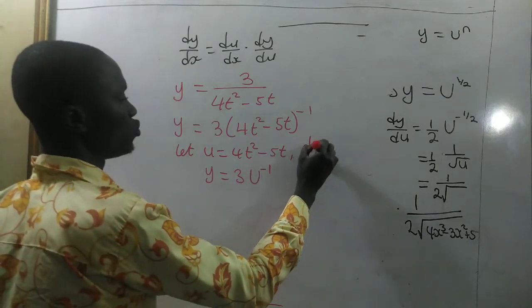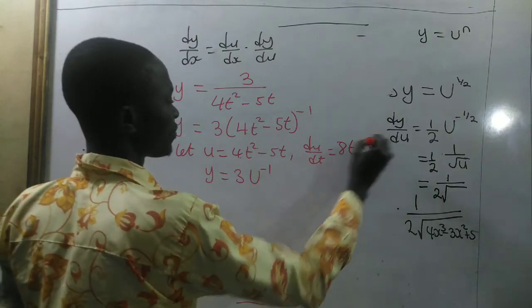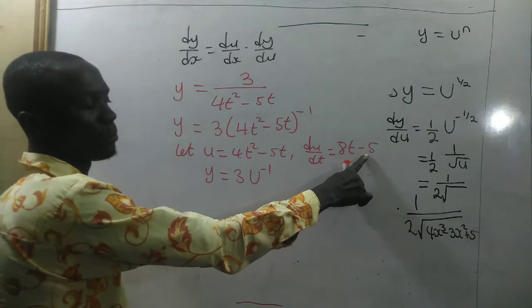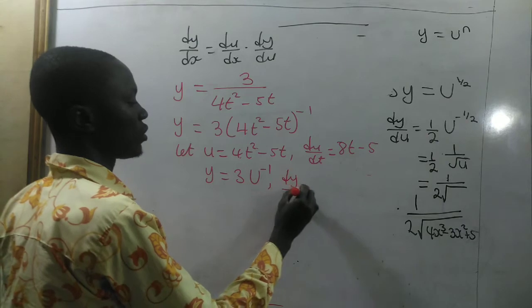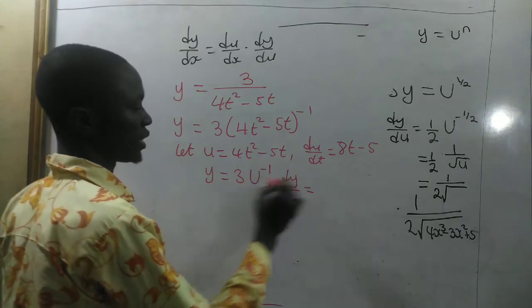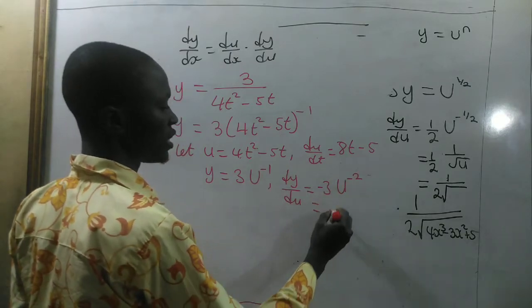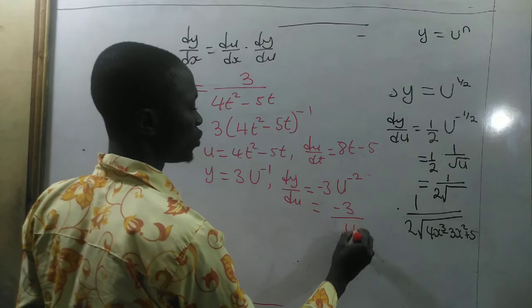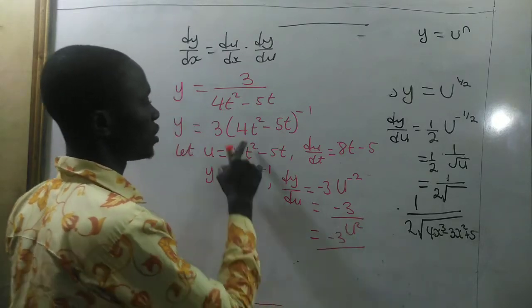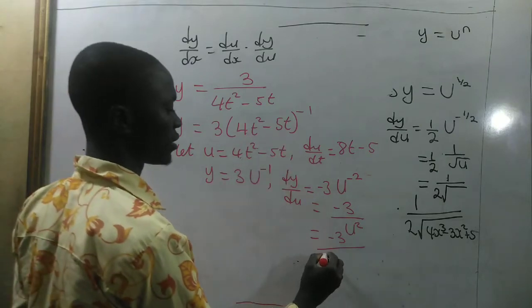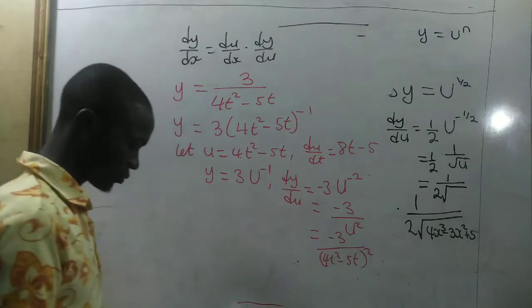So here our du on dt will be equal to 2 times 4, 8t, minus 5. If we differentiate minus 5t, you take minus 5 because t has power 1. And here, if we take dy on du, we're going to get negative times 3, that is negative 3. We take 1 from this, you have negative 2, which is the same as negative 3 divided by u squared. And u is 4t squared minus 5t, so you write (4t squared minus 5t) all to the power 2.